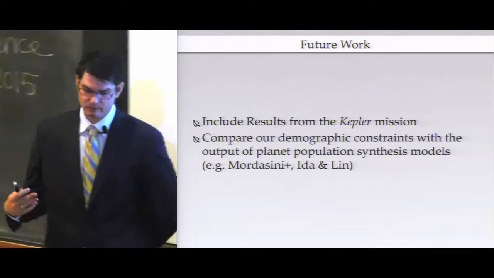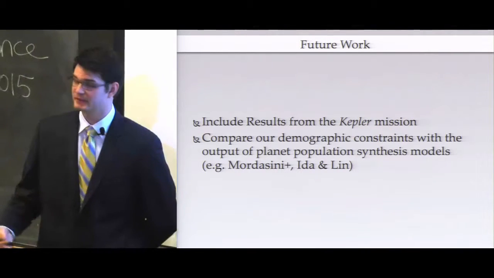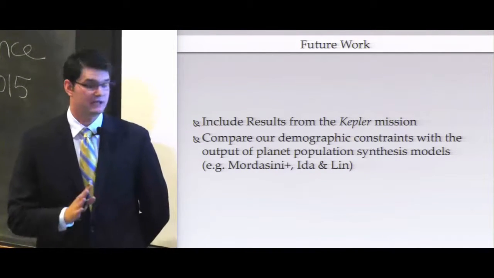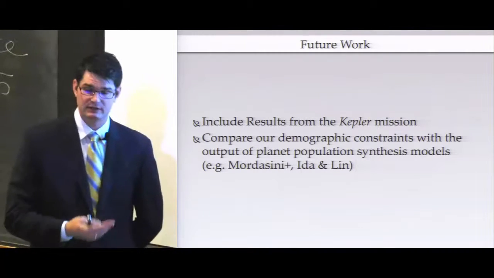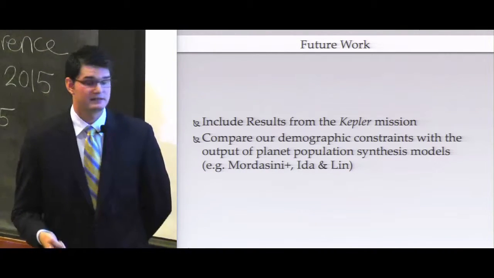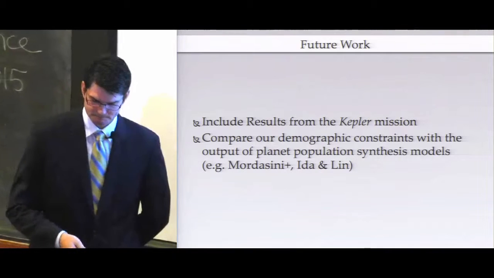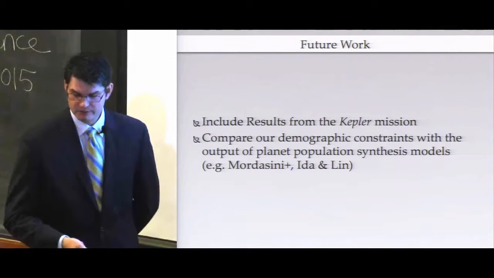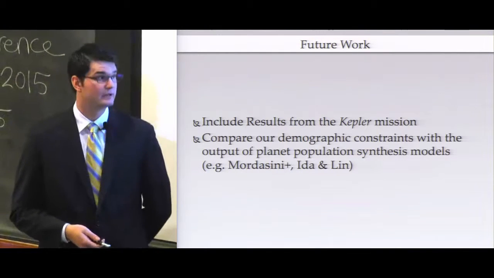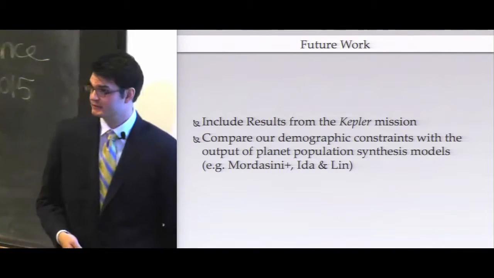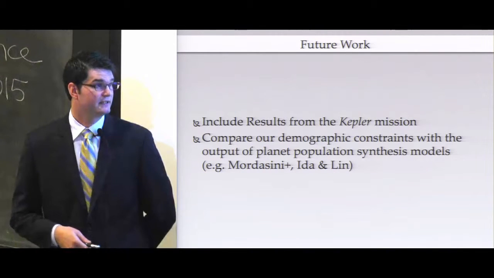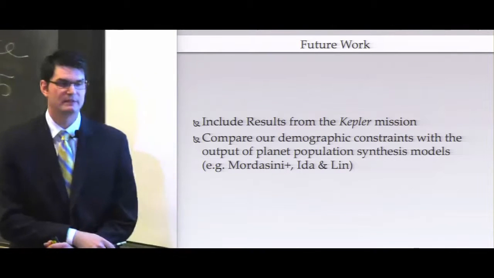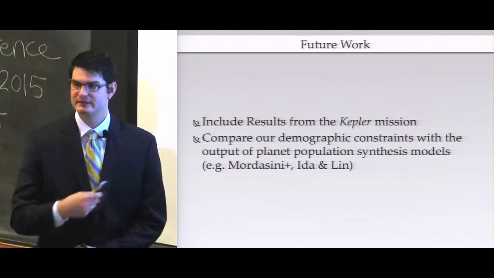And again, in the future, another thing we hope to do is include results from the Kepler mission and really complete the synthesis of all of these different types of results, covering the big four, as Scott mentioned in his talk, of microlensing, radial velocities, transits, and direct imaging. And again, in the future, and this is related to what this entire conference is about, we'd like to compare our demographic constraints with the output of planet population synthesis models, such as those by Christoph Mordasini, Shigeru Ida, and Doug Lin.